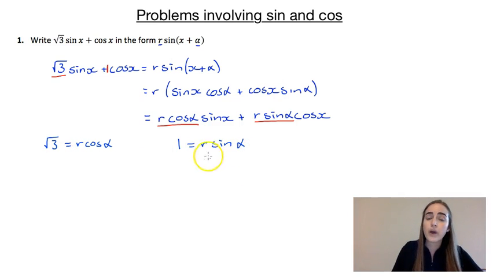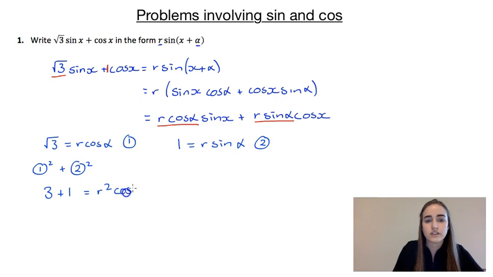So now I have two equations and I have two unknowns, my r and my alpha. So I'm going to call them equation 1 and equation 2, and we're going to solve these simultaneously. Now the way we're going to do it is we're going to add 1 squared plus 2 squared. So this side squared would give me 3. So the square root of 3 squared is 3, plus my 1 squared, which is just 1, is going to be equal to this squared plus this squared. So we're going to have r squared cos squared alpha plus r squared sine squared alpha.